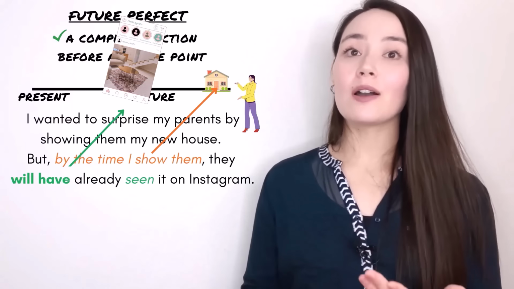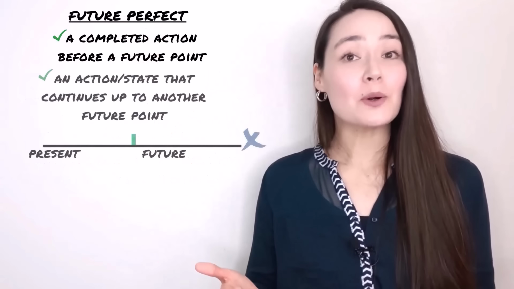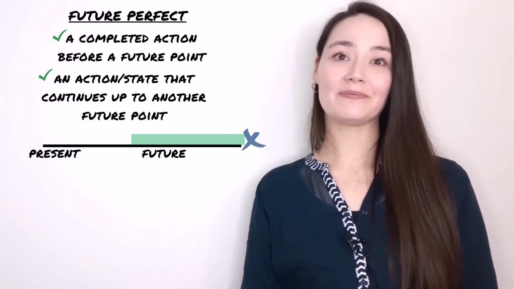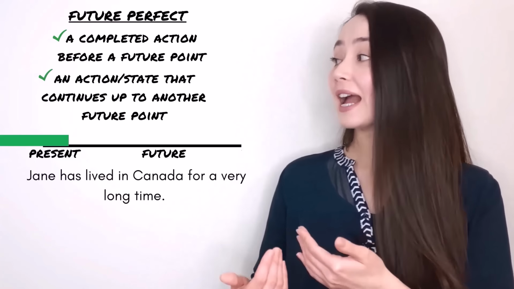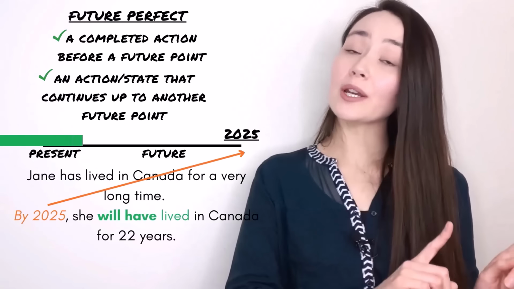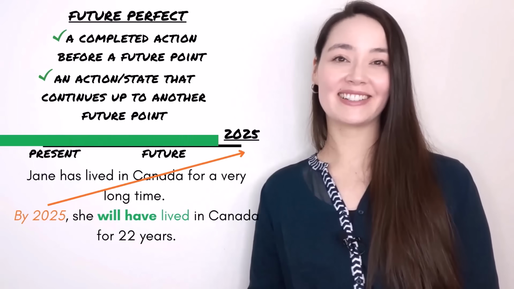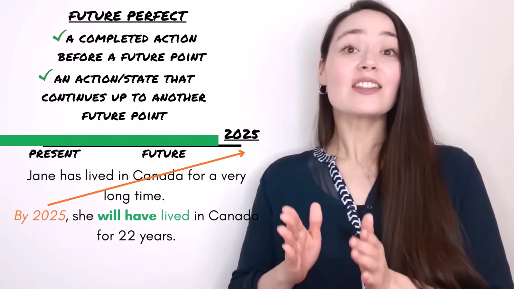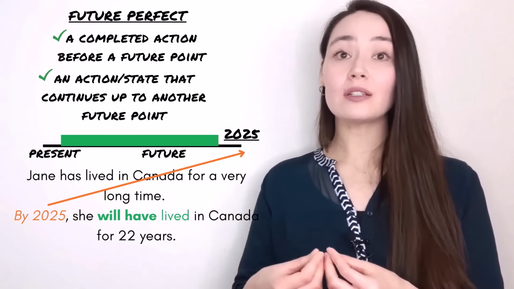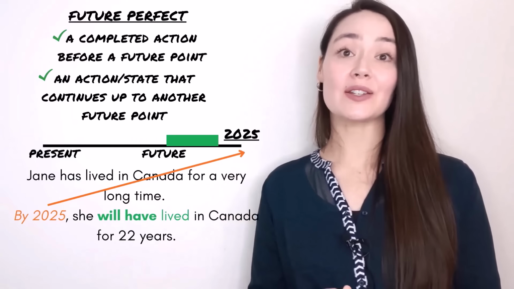Okay, let's keep going, and you might know what's coming next. We can use a future perfect for an action that continues up to another future point. Jane has lived in Canada for a very long time. By 2025, she will have lived in Canada for 22 years. And this action can either start in the past, the present, or in the future. We don't really know. It depends on the situation.